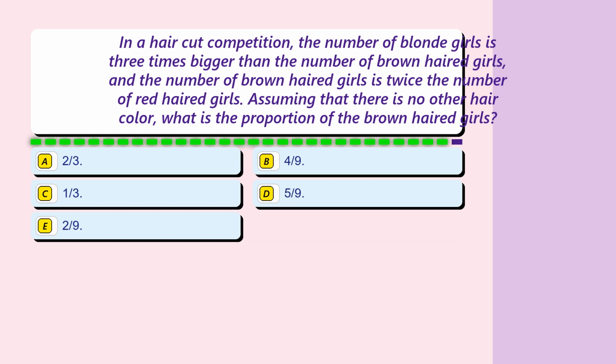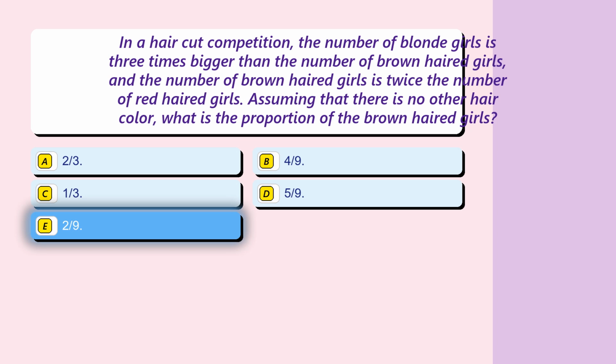Question 3. In a haircut competition, the number of blonde girls is 3 times bigger than the number of brown-haired girls, and the number of brown-haired girls is twice the number of red-haired girls. Assuming that there is no other hair color, what is the proportion of the brown-haired girls? Option A, 2/3. Option B, 4/9. Option C, 1/3. Option D, 5/9. Option E, 2/9.